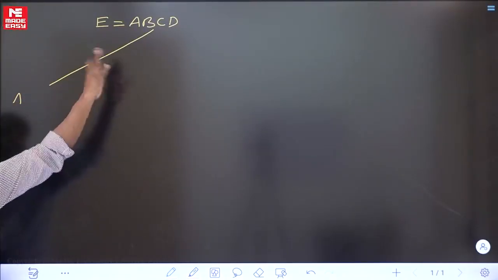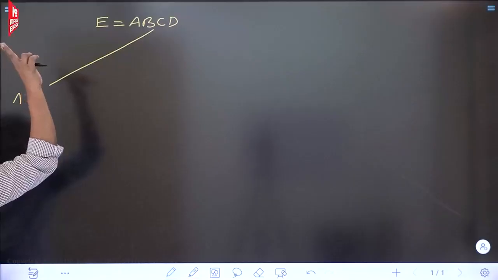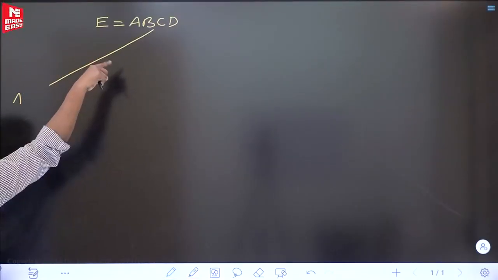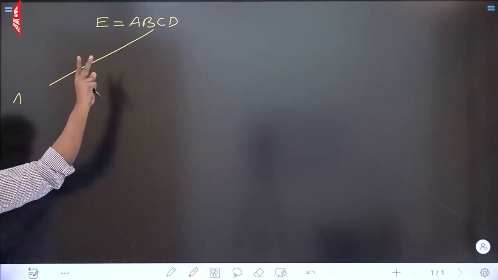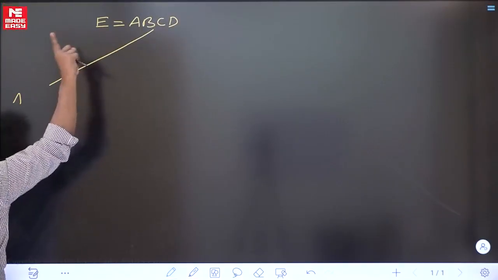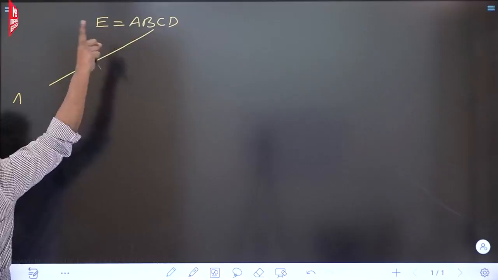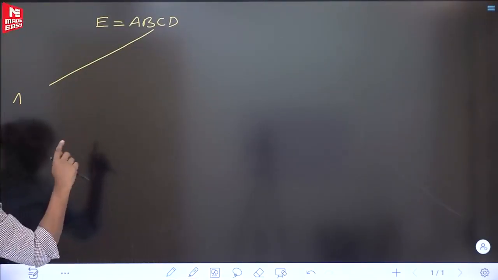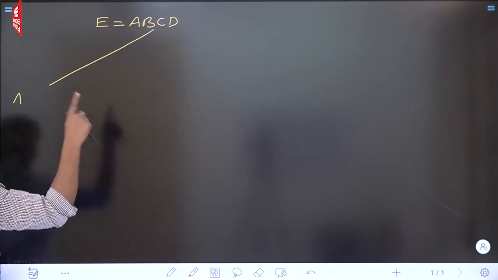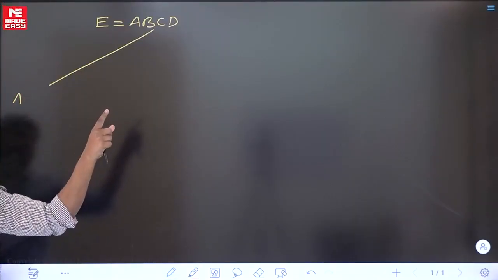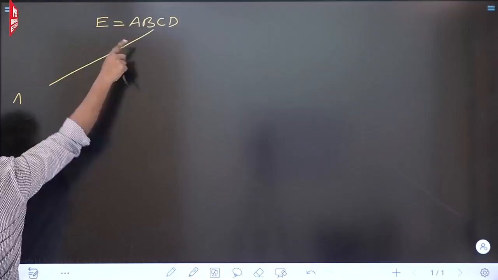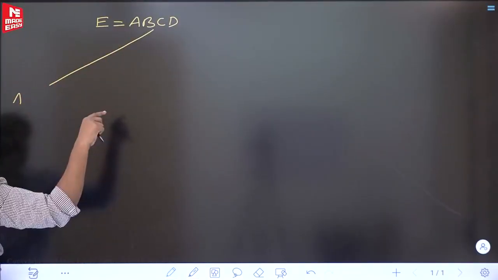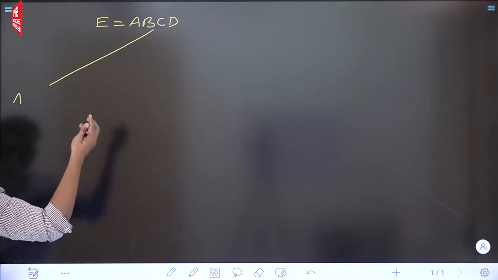Just divide these 4 matrices into 2 groups. Order you cannot change, only brackets you can change. Divide these 4 matrices into 2 parts in such a way that in every part at least one matrix will be there. Order also cannot be changed. Some people are asking, sir, how to divide?